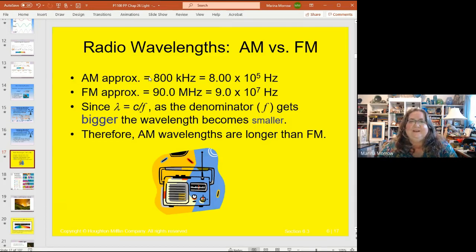An AM radio station is in kilohertz. An FM station is in megahertz, or millions of hertz. And so the FM has a higher frequency, right? So we talked about this in another chapter, about AM versus FM. And so FM has a higher frequency. And because it has a higher frequency, it's going to have a smaller wavelength, right? So frequency is bigger, wavelength is smaller.